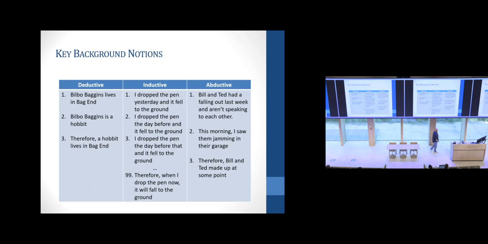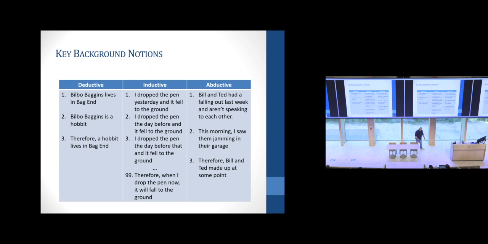So the structure of these kinds of arguments are, hey, here are some observations, and the conclusion is the best explanation for the premise's truth. The differences here are kind of subtle.